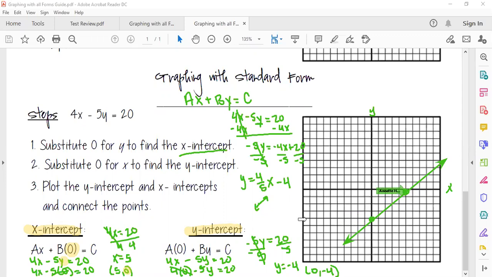So this is how we graph all types. Again, we have a favorite child. We shouldn't have a favorite child in real life, but in math we do. If we can't remember these other ways to graph, we can always solve it for y and put it in slope-intercept form. That's kind of our go-to there.